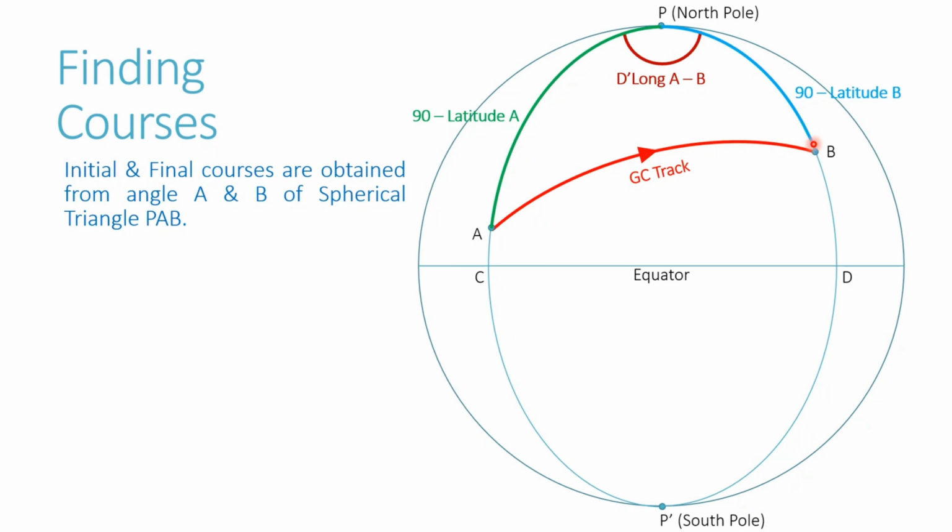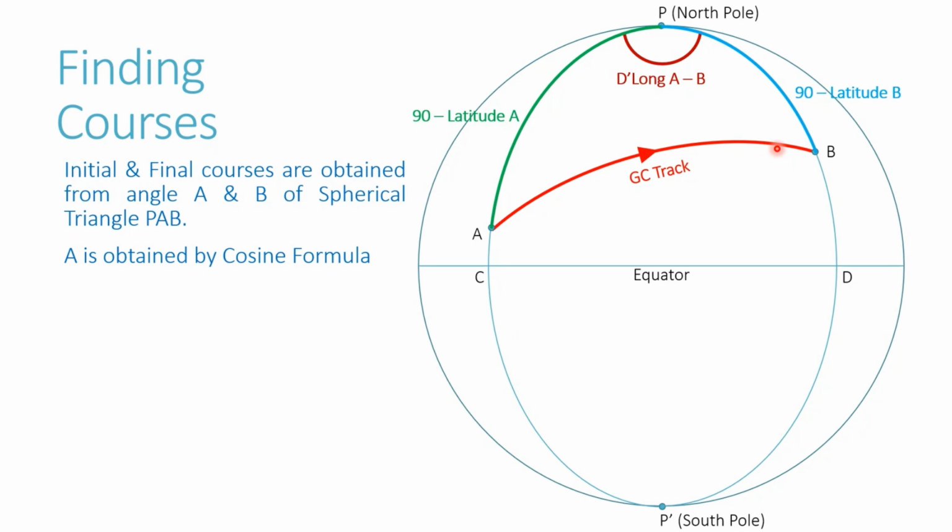Two sides were already known to us. Papa Alpha, which is the colat of A, Papa Bravo, which is the colat of destination position B, and the third side has been found in our previous calculation, that is side AB, which is the great circle track or the great circle distance between our initial and final position. With all the three sides known to us now, again we can use the cosine formula to find any angle of this triangle. So we will use this formula to find out angle A and angle B of our spherical triangle.